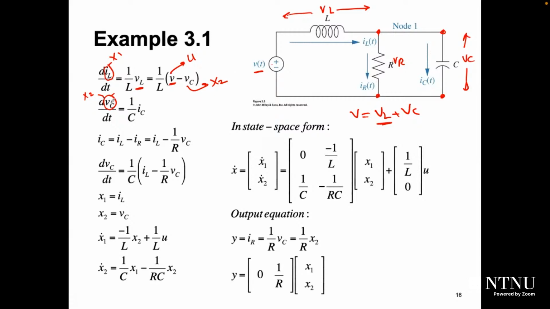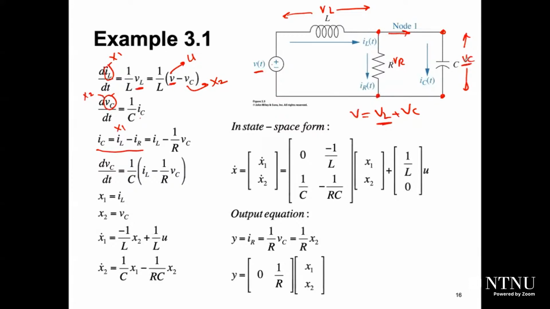In the second equation, dVC by dt equals 1 divided by C multiplied by IC. What is IC, in fact? I need to represent IC as a function of the states, correct? So what is IC? In fact, IC is IL minus IR, right? The current IC here equals IL minus IR. And IL is a state, so this is very good. So we will substitute IC by IL minus IR. And IL is a state, x1. So this is okay. Still, what is IR?